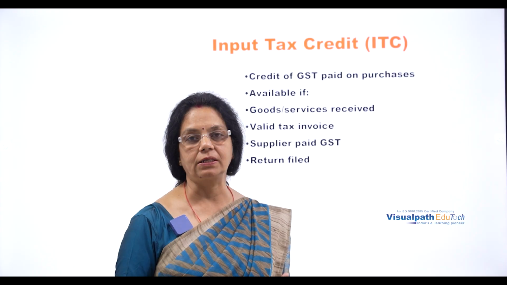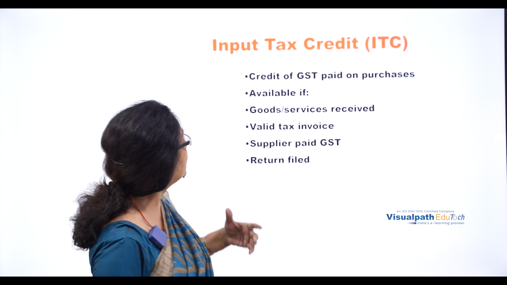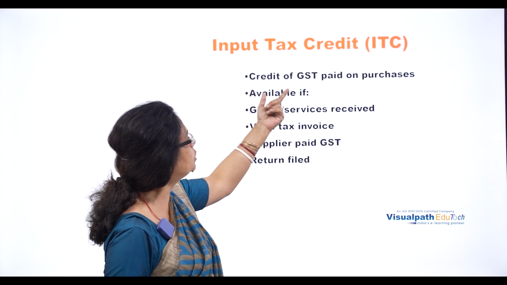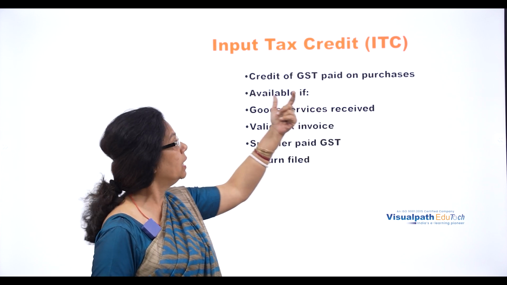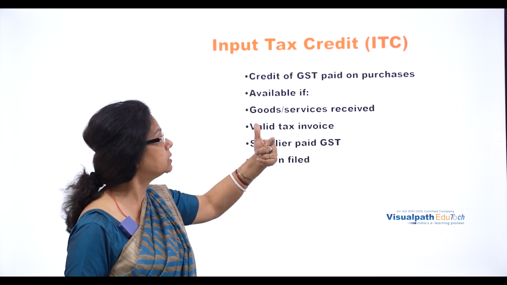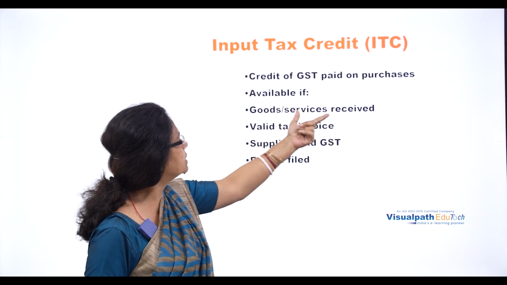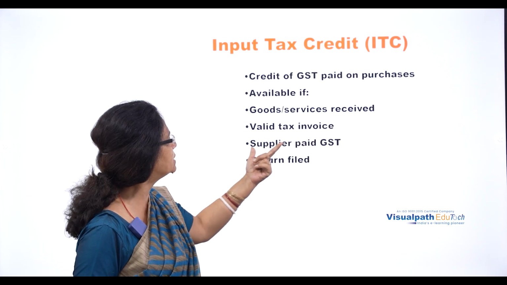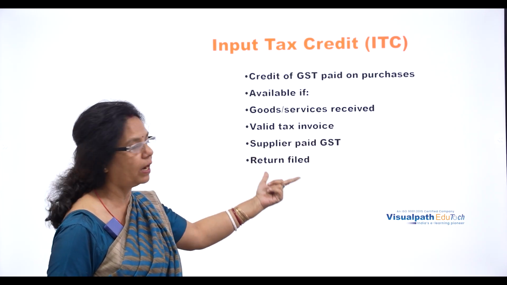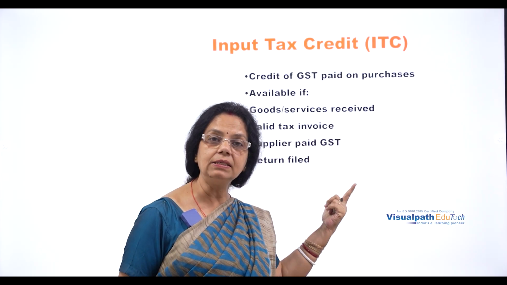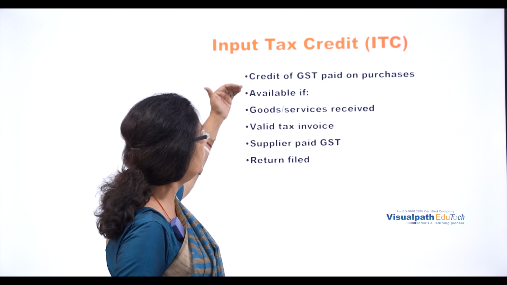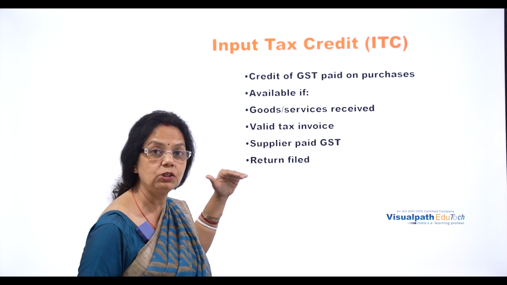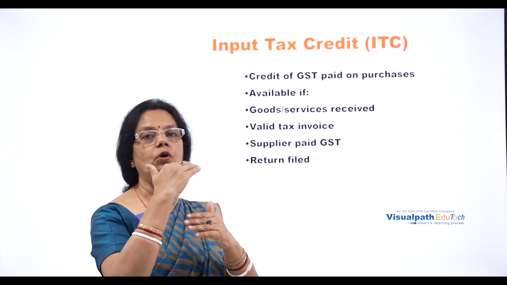It always protects. In case of the ITC, input tax credit, credit of GST paid on purchase, it records what is available if goods and services are received, there is a valid tax invoice, the supplier has paid GST, and the return is filed. So this ITC always records all these different segments so that they can minimize your tax.